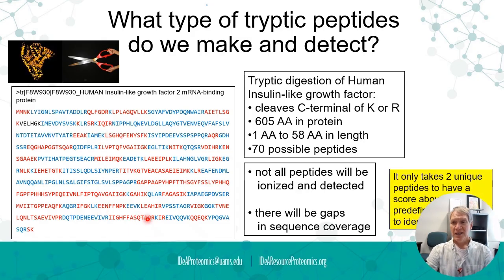But the good news is it only takes 2 unique peptides to have a score above the predefined scoring mechanism to be able to declare that we found this protein here. So we only need 2 unique peptides that match to this guy. But unfortunately, a little tiny peptide like this is going to be too small, and this blue guy here is really big. That's probably 58 amino acids in length. That's probably too long for us to analyze. It will never come off the column.